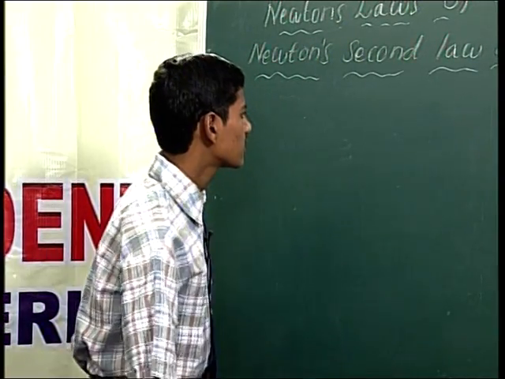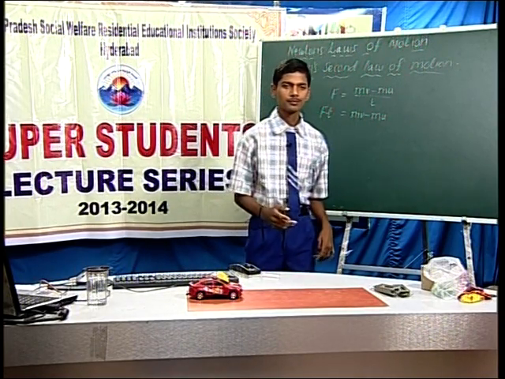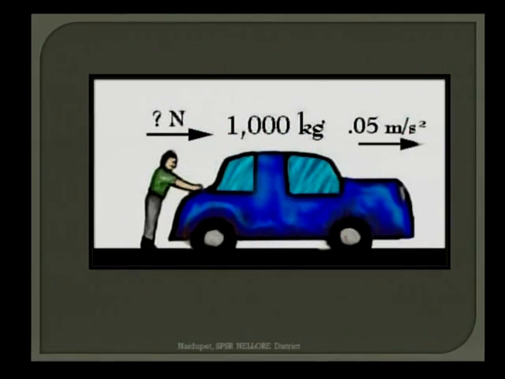It follows that, see in this example, when a person pushes a car of mass 1000 kilograms, and with his push the car is accelerating with acceleration 0.05 meter per second square. Now we have to calculate the force applied by him onto the car.